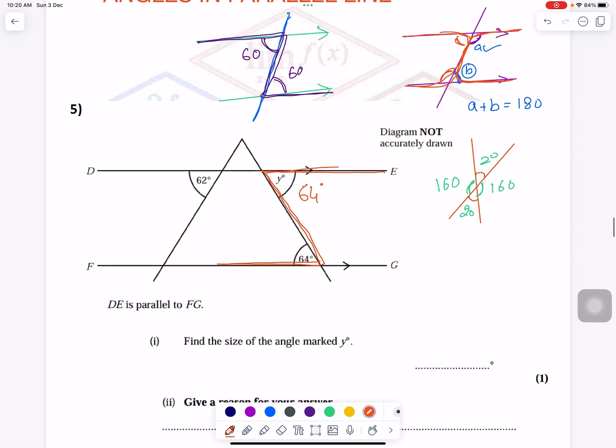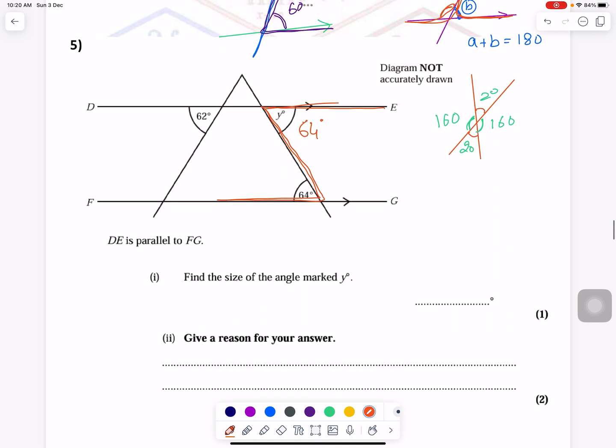And if the question says, write down the answer, then what answer will you give here? You will write 64. Yes, and you will write the reason here: alternate angles.